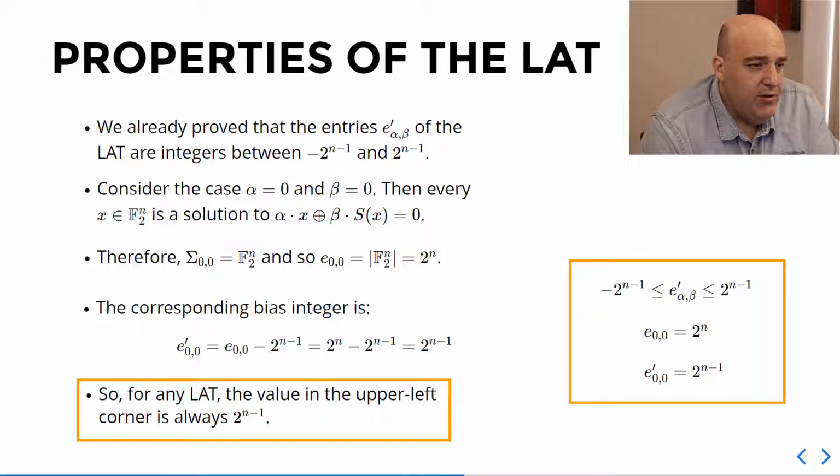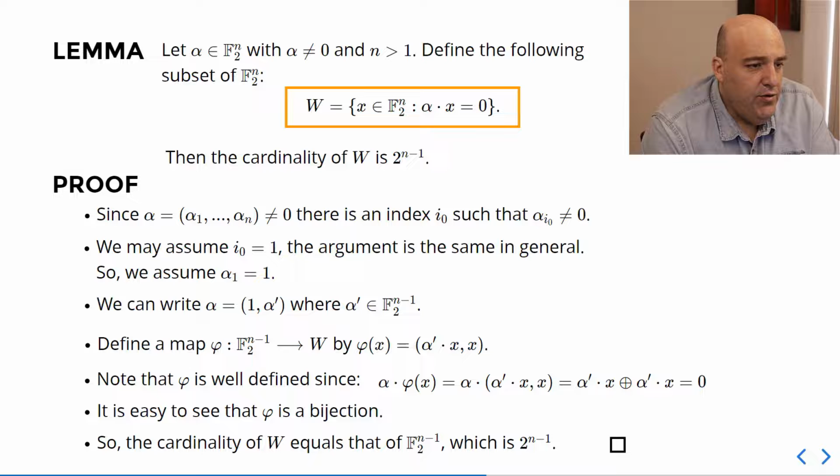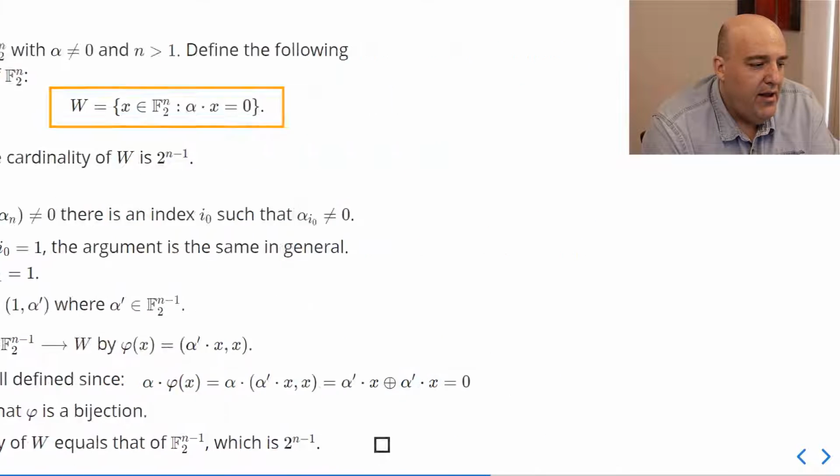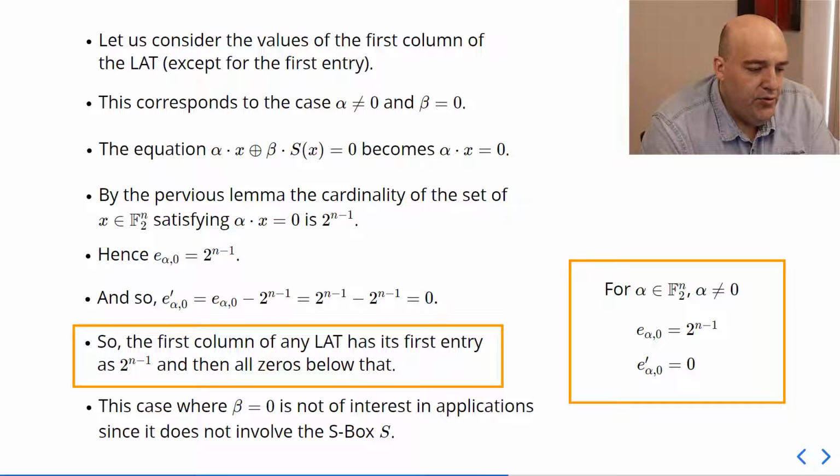Now this section's a little bit technical. You might want to skip it on the first viewing, but all I'm going to prove here is, notice at the bottom, it says the value in the upper left corner is 2^(n−1). That's the first thing we'll talk about. And then we'll do a little lemma, maybe not too important on the first viewing. And then we're going to prove what I just mentioned, that on the first column, everything is zeros below the 2^(n−1), okay?